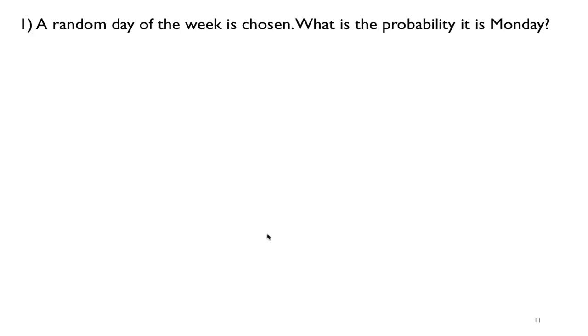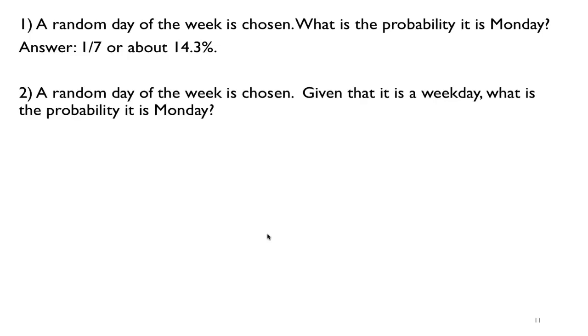So suppose that we pick a random day of the week, and the question is, what's the chance that it's a Monday? Well, there are 7 days in the week, and so the chance of being Monday is 1 out of 7, or about 14%.